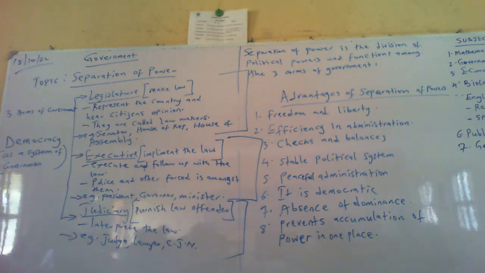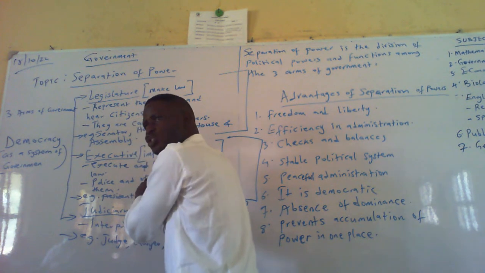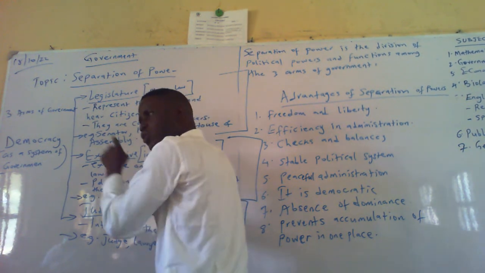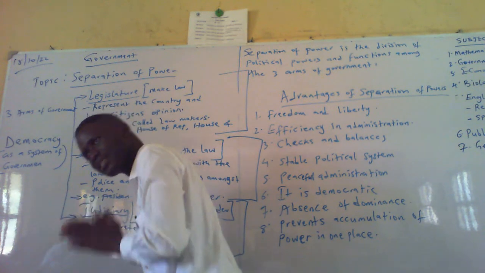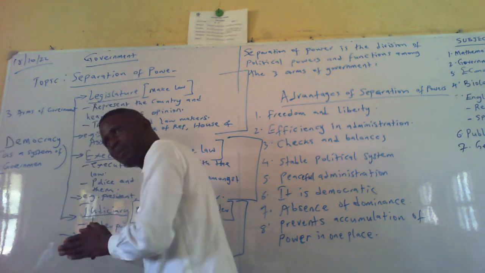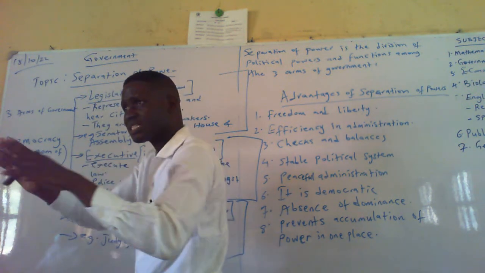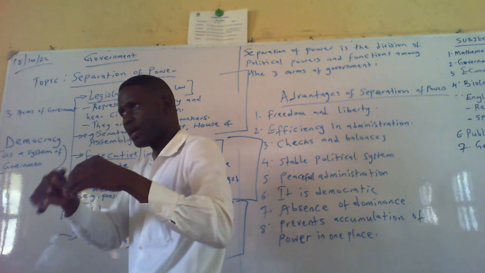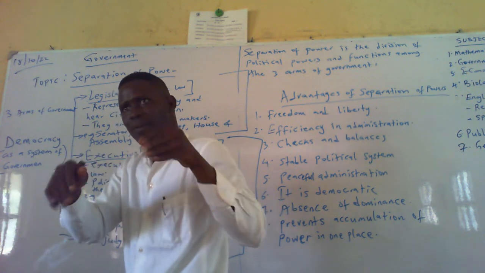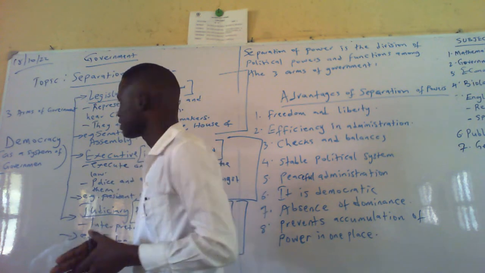Because the challenge is that in one state you only have one governor. In one country you only have one president. So the governors we have in the states is 36. We have one president. 36 governors plus one president. How many is that? 37. Let us leave the ministers, they just appoint them. Ministers, commissioners, permanent secretaries, and so on and so forth. PAs are appointed.